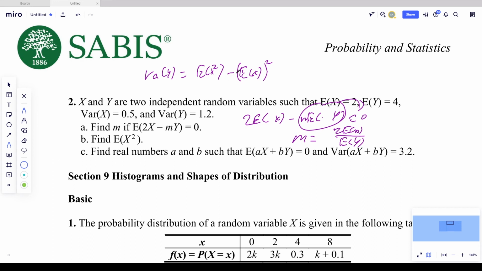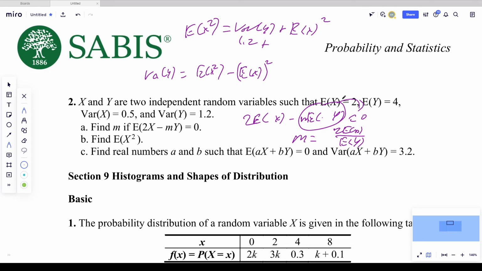Not to get confused. You can take this to the other side, so it'll be this plus this. Let me show you. Expected of x squared equals variance of y plus expected of x, all of it squared. And that's how you actually get it in the solution, like they just jump to it. Variance of y, we have 1.2, expected of x squared, where is it?